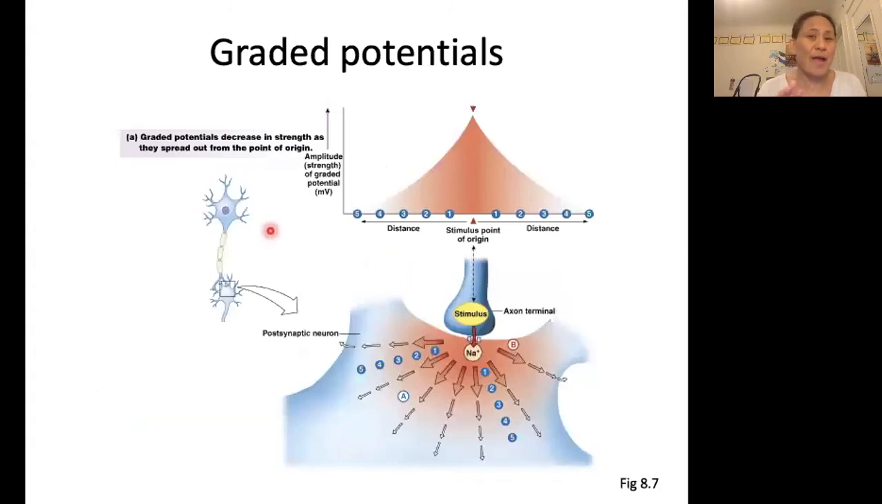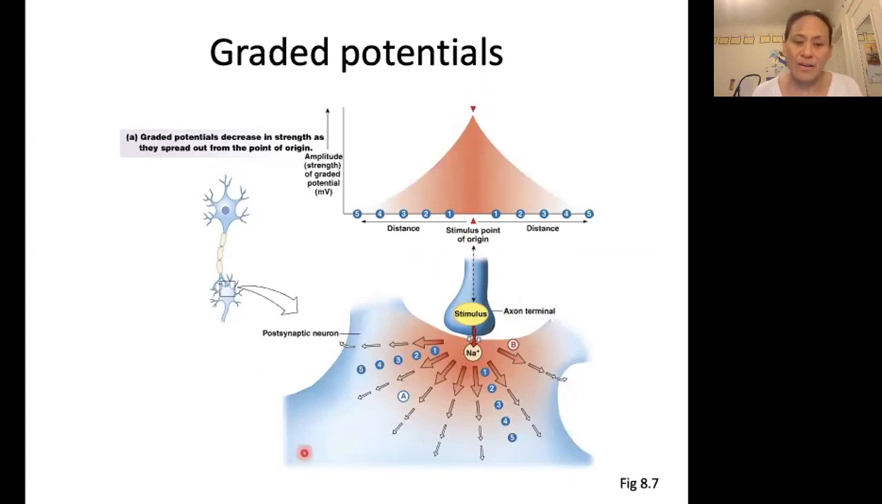Here is another diagram illustrating the same concept. What you're looking at here is, on the y-axis, the strength of the graded potential, so the amplitude of the graded potential, okay? And then on the x-axis, you have the distance from where the stimulus was applied, okay? And what you can see is that it's highest here in the middle, where that stimulus was first applied. And then as you go farther and farther away from that point, that graded potential gets weaker and weaker, okay?